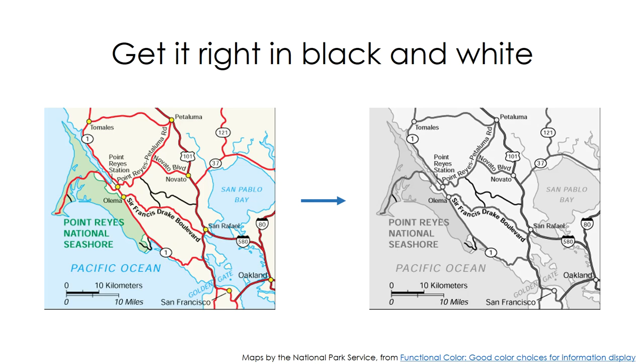black and white. I think that the black and white map has sufficient color contrast that I can still see the system of roads, which I believe is probably the most important information on this map. I can read all of the labels, and I can still tell the difference between what is land and what is water, and there's even another shade that shows the land that's part of the national seashore.